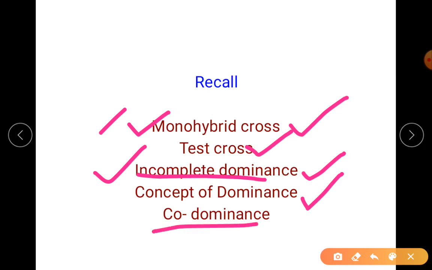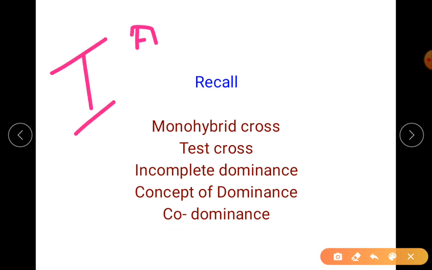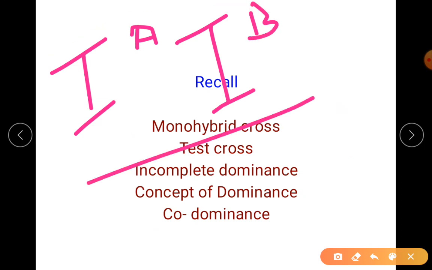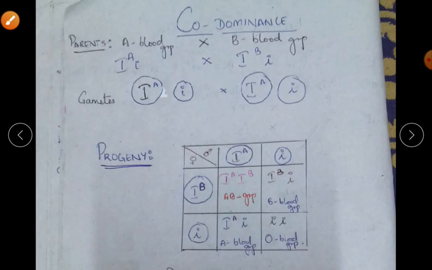Then coming to codominance. Codominance was your blood group IA and IB, which are together expressed, and that is called codominance. Together they are dominating, both are expressed. So based on the blood groups, there will be several questions.